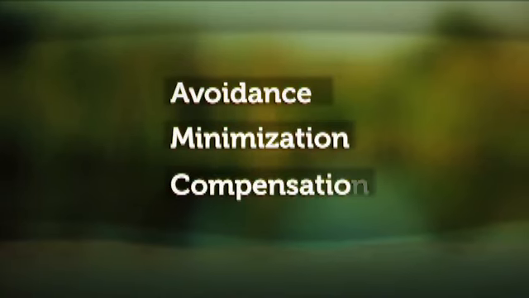What is meant by mitigation? How is the requirement for mitigation met? It is important to understand that mitigation is a sequential process. Mitigation, or reducing impacts to aquatic resources, is accomplished through avoidance, minimization, and compensation.